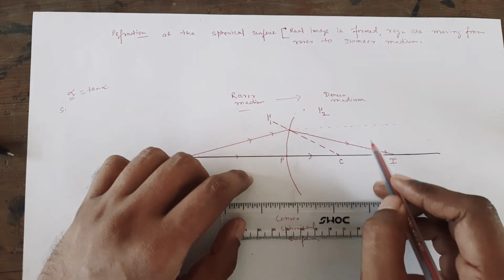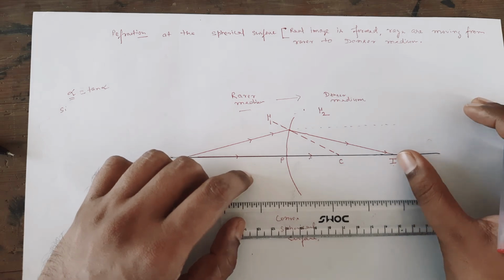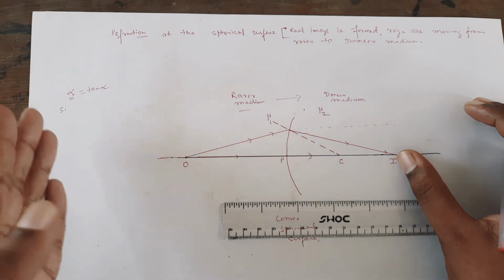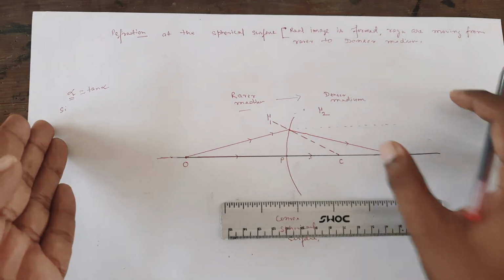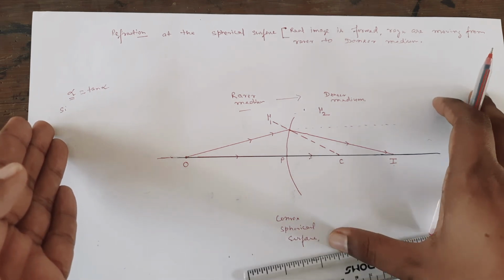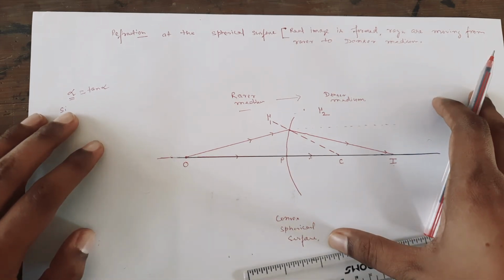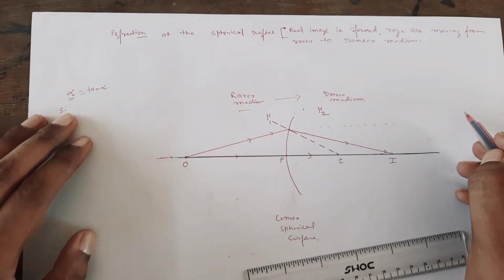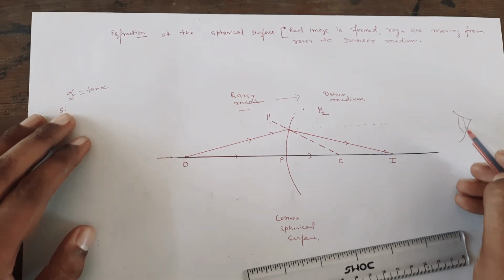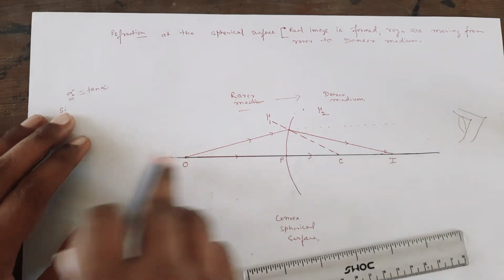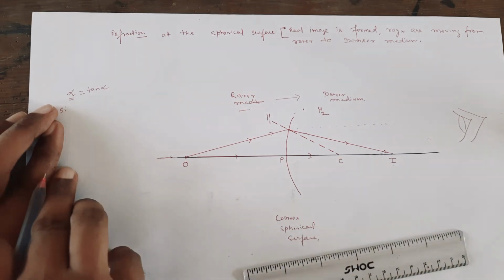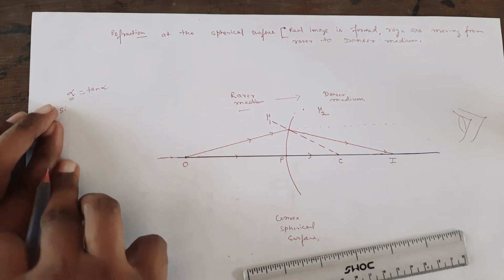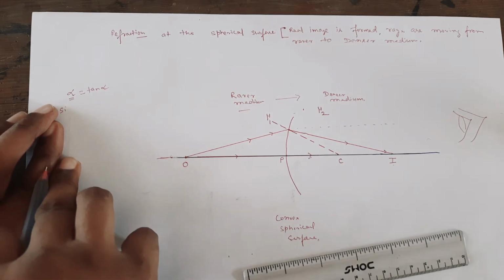So both the rays are not meeting each other this time. If they are drawn backward, they will definitely meet each other just in front of this convex spherical surface. In that case the rays are actually not meeting, they are appearing to meet at this point, because for any eye placed there, it will appear that light rays are coming from this point. So this will be the image. So here the virtual image will be formed.